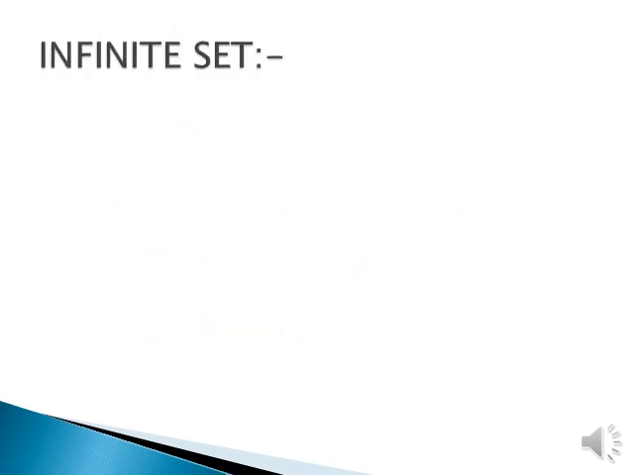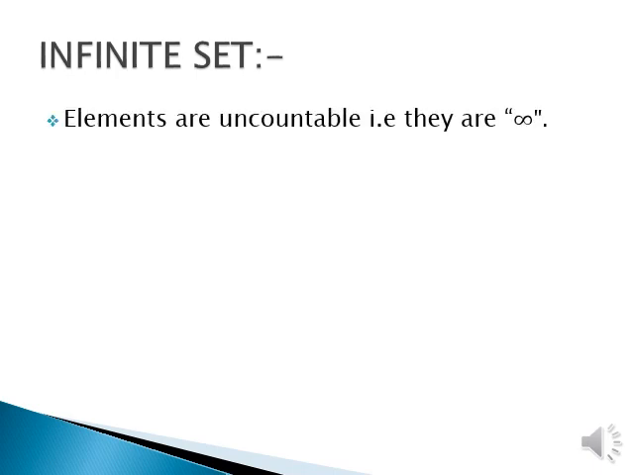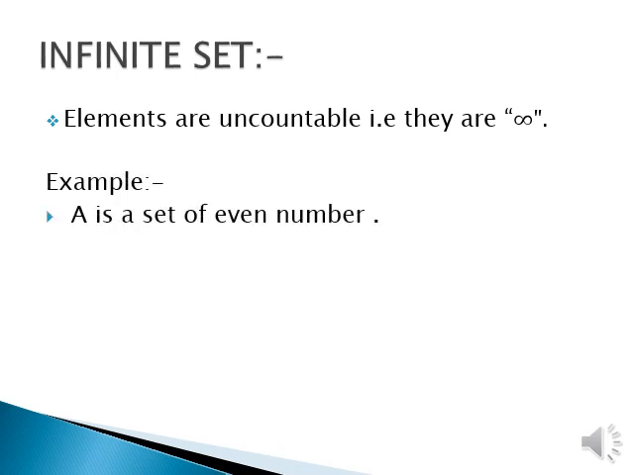Now infinite set. Infinite means uncountable numbers. Thus, this set will have elements which cannot be counted, that is uncountable. Example, A is a set of even numbers. Now as we know, even numbers begin with 2 and we don't know till which number we have to write in this set. Therefore, this set will have uncountable elements.